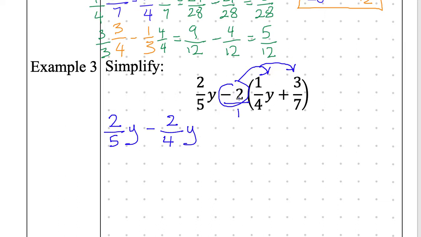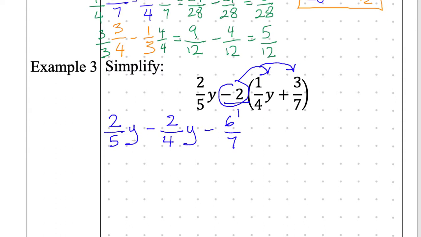Okay, now I need to distribute this -2 into the 3/7. Again, multiply the numerators. -2 times 3 is -6, so -6. And then we'll multiply the bottoms. 1 times 7 is 7, so over 7. Okay, I've successfully distributed the -2. And now I just need to combine like terms.